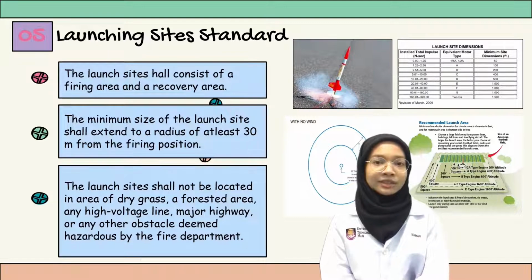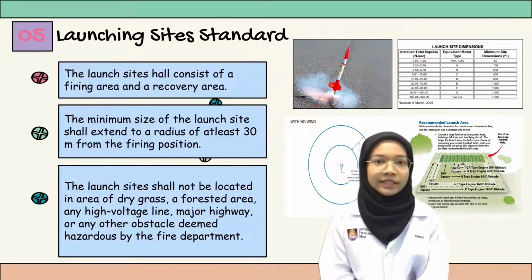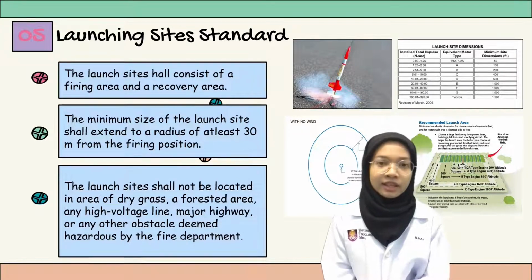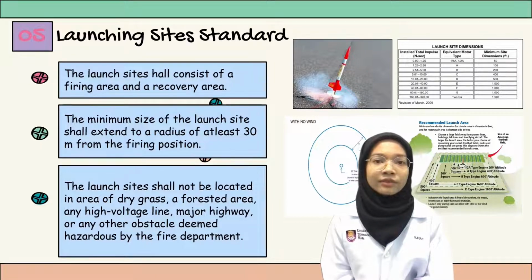Next, the launch site also shall not be located at a grain field, in an area of dry grass, or in a forested area so that it does not pose any fire hazard. Not only that, we also need to avoid locations near a high voltage line or major highway so that we will not distract any other people.